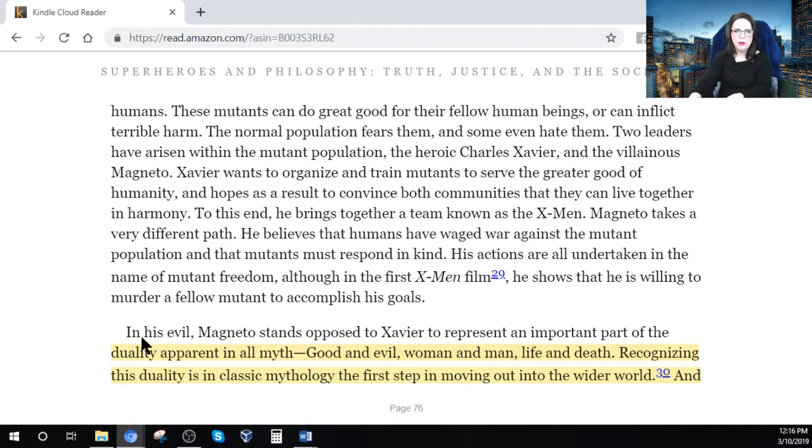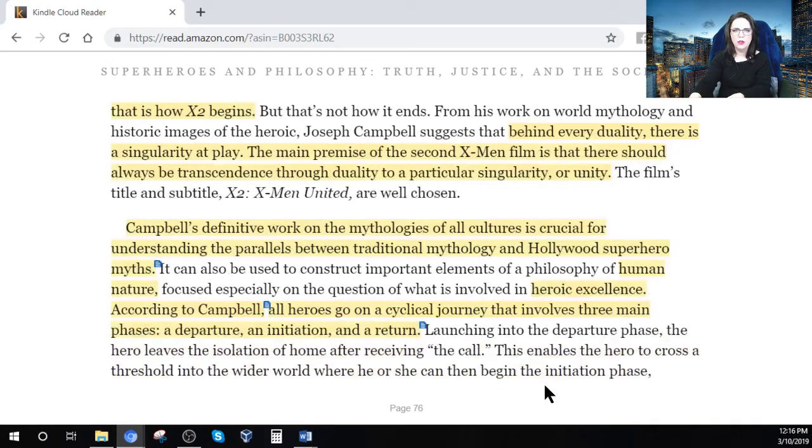And if you look at the bottom of 76, Housel states, "In his evil, Magneto stands opposed to Xavier to represent an important part of the duality apparent in all myth: good and evil, woman and man, life and death. Recognizing this duality is, in classic mythology, the first step in moving out into the wider world," and that is how X2 begins.